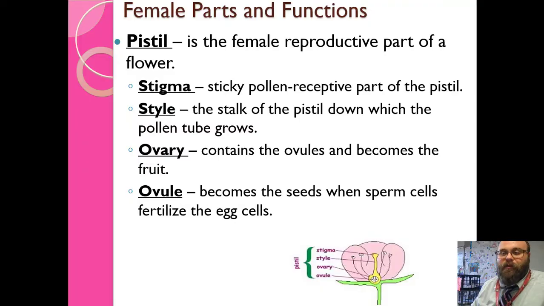Let's talk about the female parts of a flower. So the pistil is the name of the female portion of the flower that does reproductive processes. And we can look at the different segments of this portion. So again, the pistil is the name of that organ.